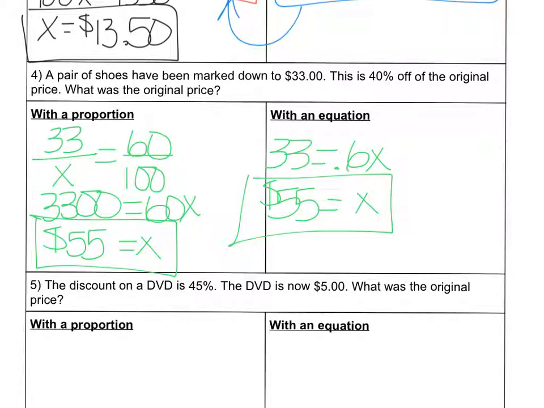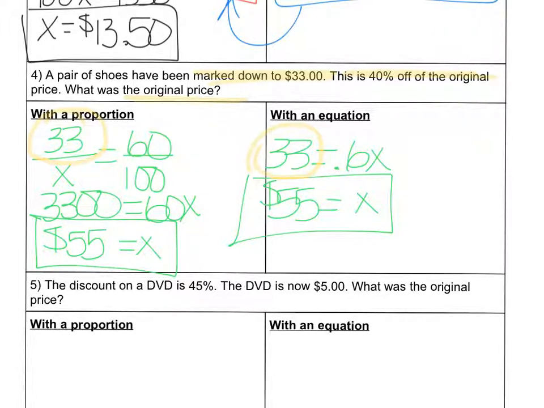Okay, hopefully in this problem you noticed a pair of shoes has been marked down to $33. So that is why the 33 is now our part, and it's a 40% discount off the original price. So they say, what was the original price? That should have clued you in. Hey, we're looking for the original price. There's your proportion or your equation, and the original price was $55.